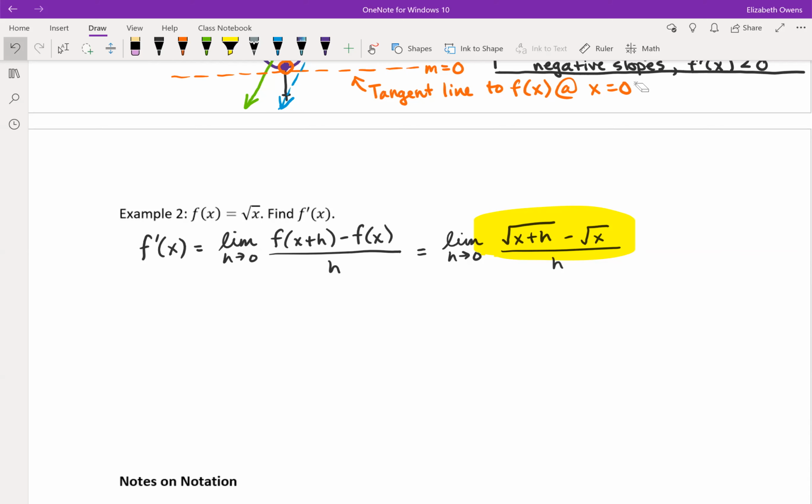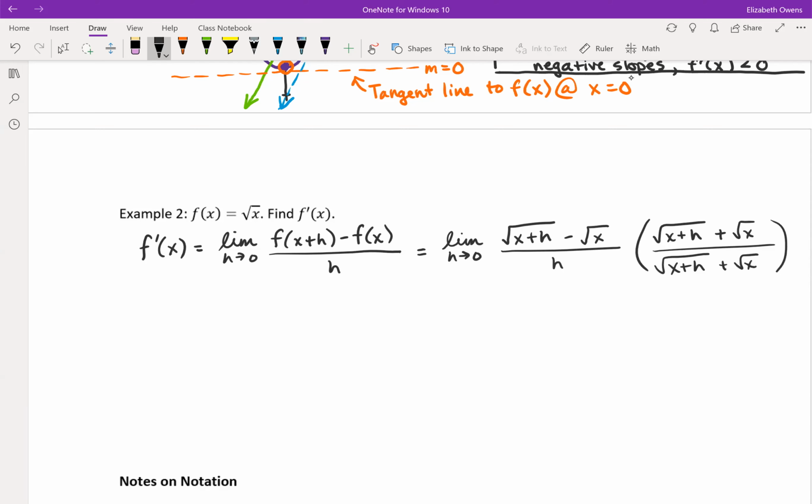And so what we're going to do here is multiply by the conjugate to help us take care of this. So our conjugate is square root of x plus h plus square root of x. So do that to the numerator and denominator here.